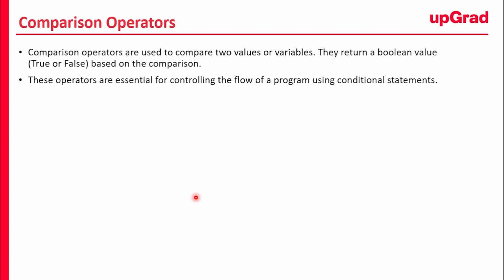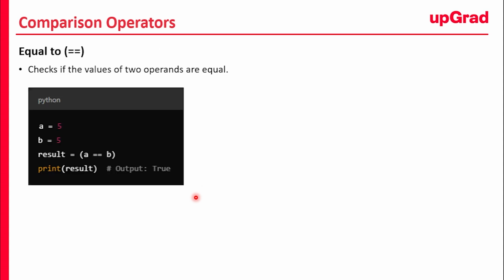I'll be showing you each and every one, how to write the code for it and how to use it as well. The first one is equal to. That is basically the double equality sign on your keyboard, just beside the backspace key. That is an equal to comparison operator. It checks if the values of the two operands are equal or not.